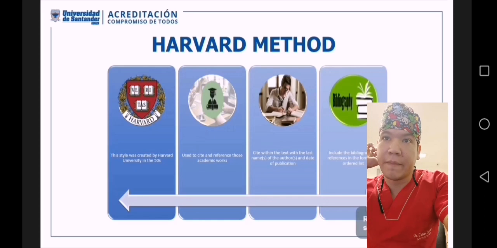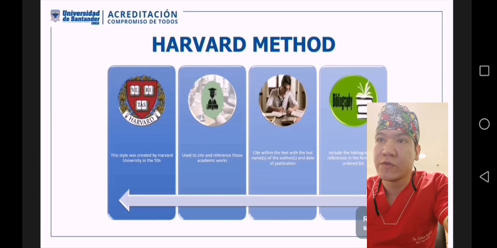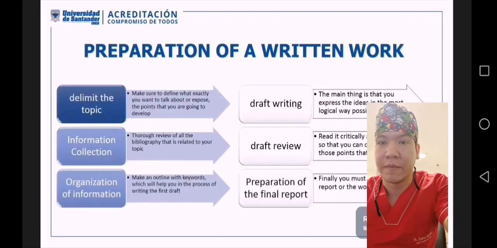Then we have the Harvard method, created by Harvard University in the 50s, and it is used to cite and reference academic works. And we cite within the text with the last name of the author and date of publication.